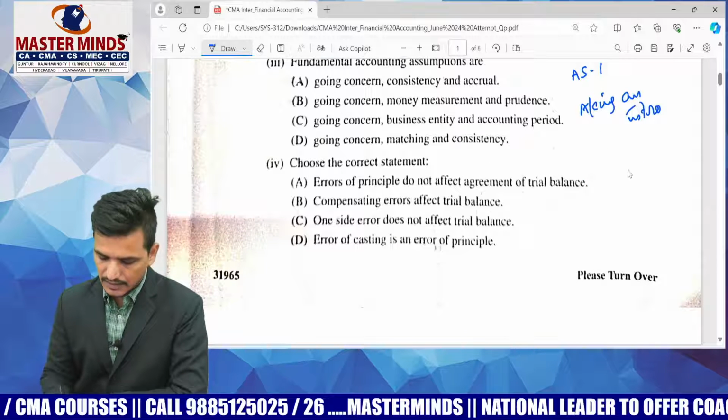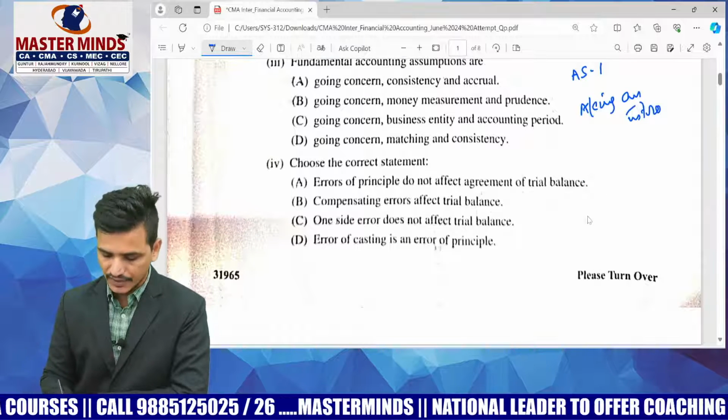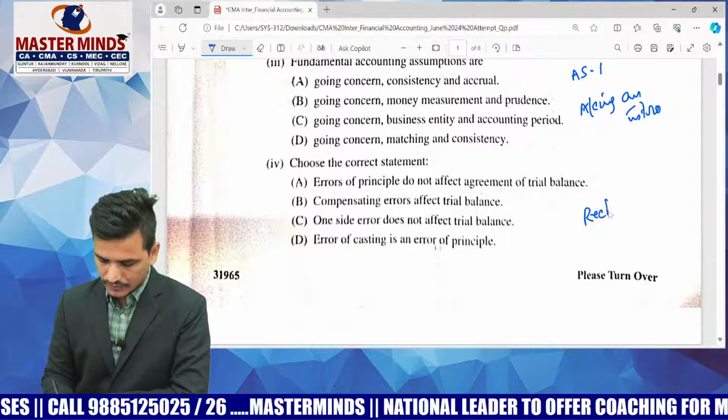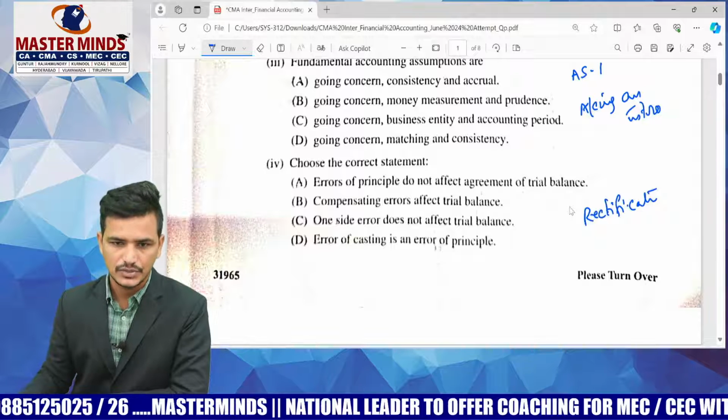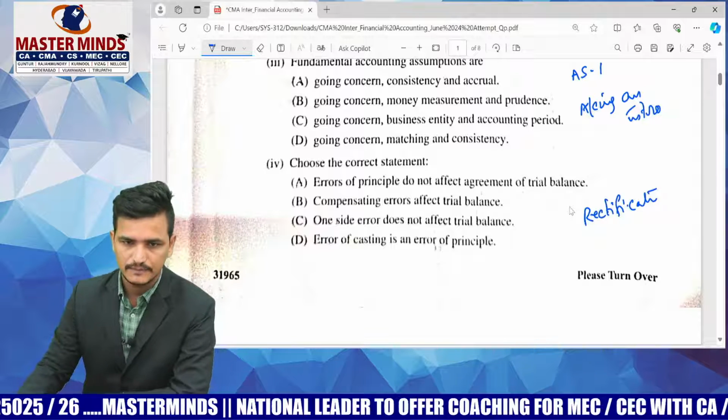And the next one is based on the theory part from the rectification of errors. If you have gone through the theory part of the rectification of errors, then you will be able to answer this question also. This is also a basic question only.